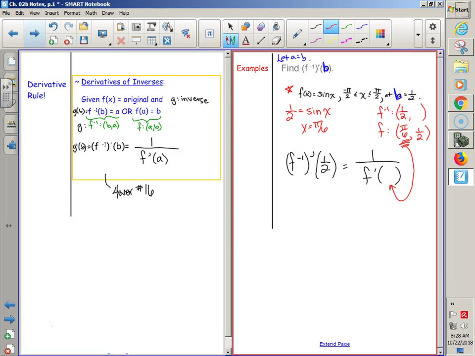So F prime of pi over 6. Wait, who's F prime? We're supposed to actually do that. Who's F prime? Cosine. Of who? Pi over 6. Would it have made sense to do cosine of 1/2? No, that doesn't make sense. But does it make sense to do cosine of pi over 6? Yeah, it does. If sine is 1/2, what's cosine of pi over 6? Square root of 3 over 2. So 1 over that, 2 over root 3.